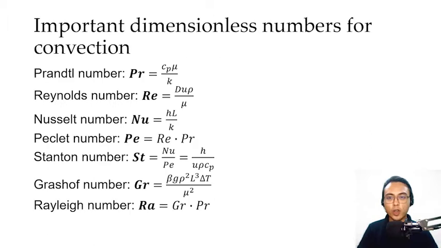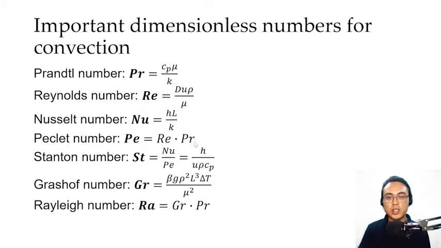Now, since we are talking about the dimensionless Nusselt number, let us now enumerate all of the important dimensionless numbers that we will encounter for convection. This is both for natural convection and forced convection. We have the Prandtl number as discussed earlier, which is the ratio of the momentum and the thermal diffusivities. The Reynolds number, which we have discussed in momentum transfer. Nusselt number, which we have derived here. We also have the Peclet number. The Peclet number is simply the product of the Reynolds and the Prandtl number.